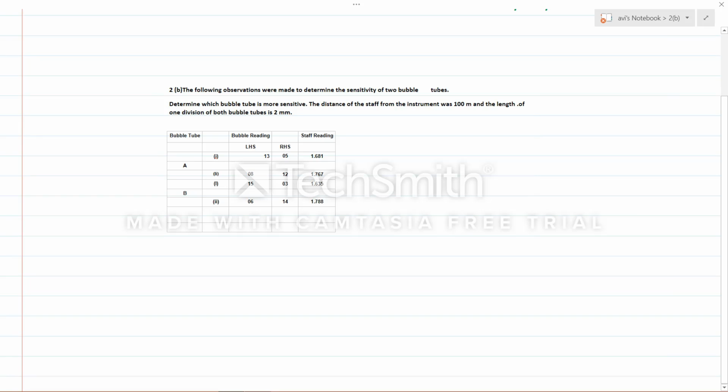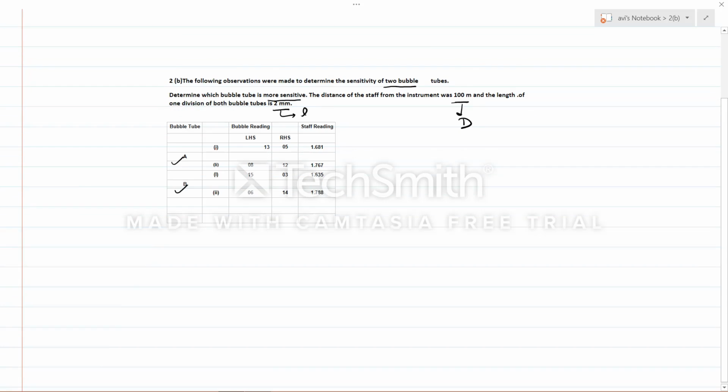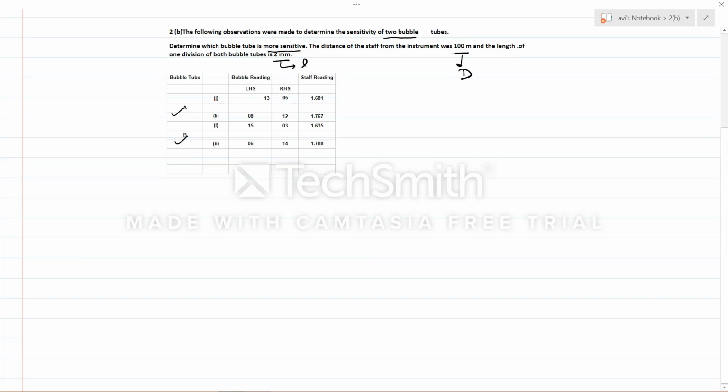The following observations were made to determine the sensitivity of two bubble tubes. Two bubble tubes we have, A and B. Determine which bubble tube is more sensitive. We have to calculate which one is more sensitive. The distance of the staff from the instrument was 100 meters, say this as D. The length of one division of both bubble tubes is 2 mm, that is L. Now, very quickly, we must first understand the theory of this.